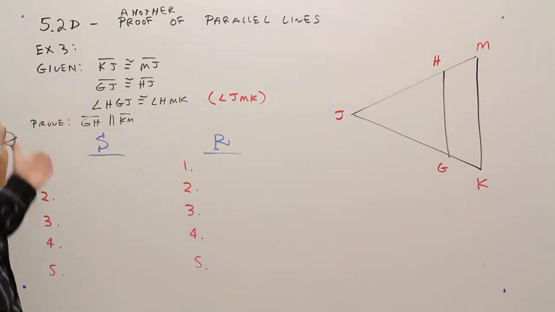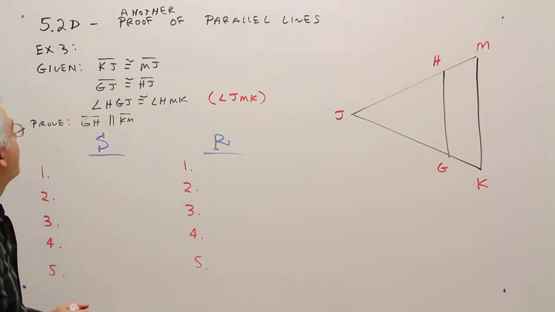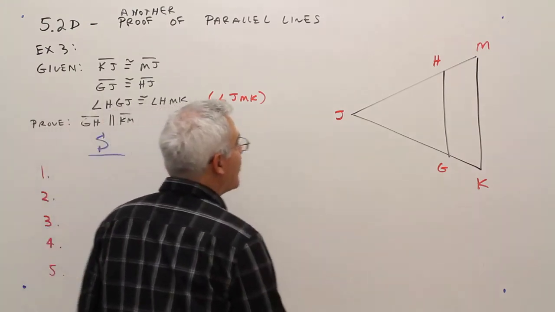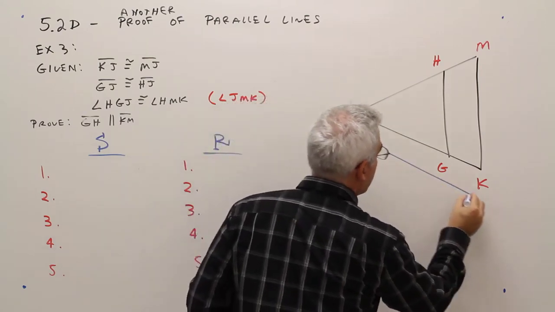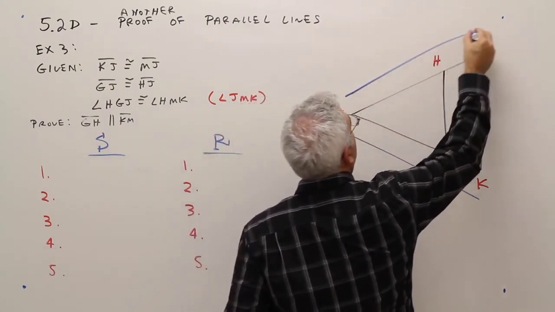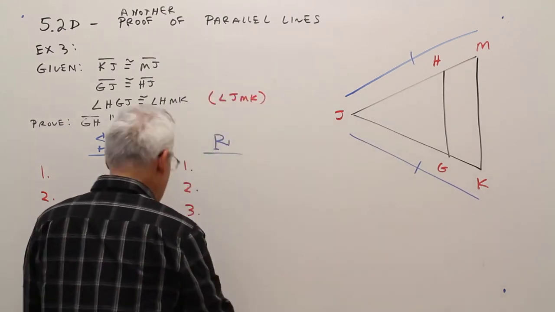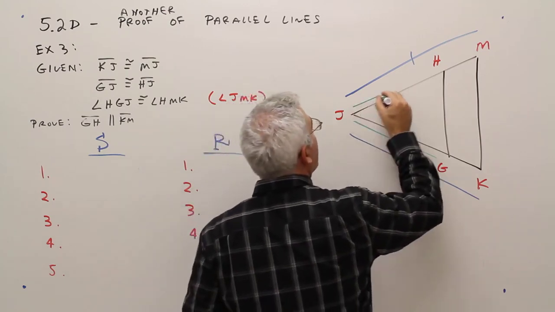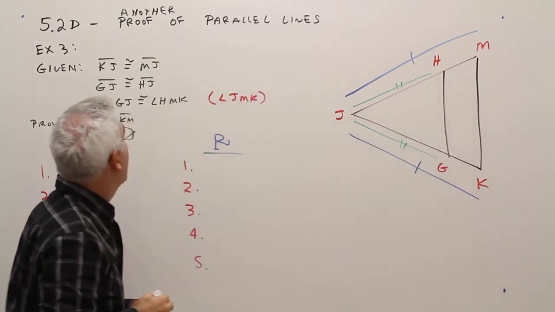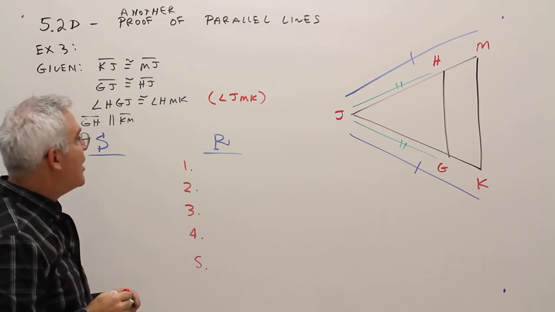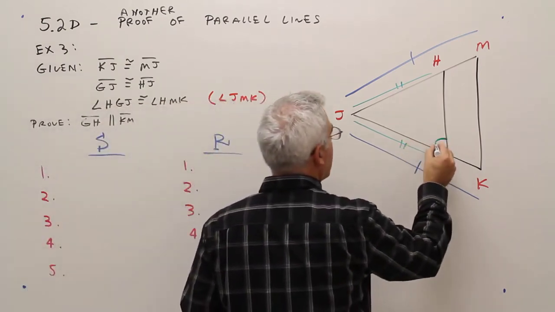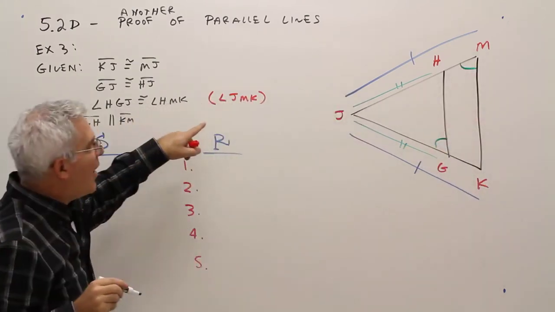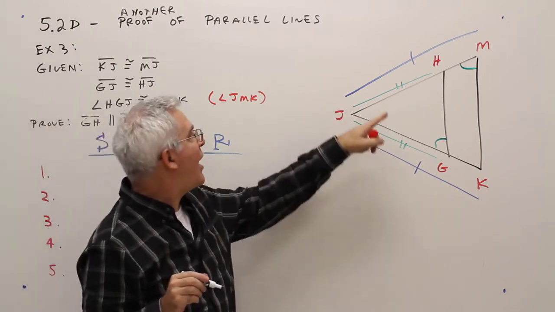So this is example 3. I'll mark up the diagram as we go. So given KJ is congruent to MJ, and GJ is congruent to HJ, and angle HGJ is congruent to angle HMK. HMK is really the same as JMK.